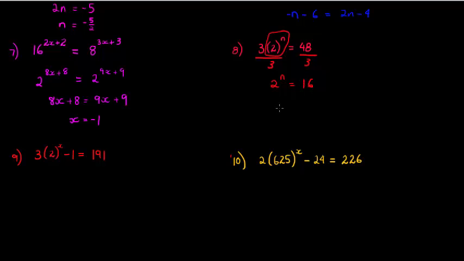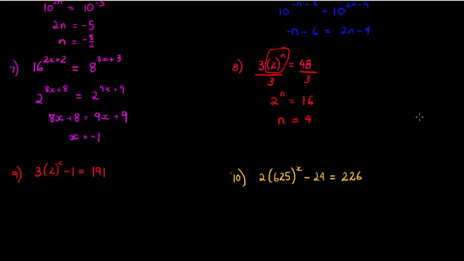And now you can actually just use inspection to solve this one. That means n must be 4, because 2 to the power of 4 is equal to 16. Okay, but again, the first thing that you'll have to do actually is to just get your power on its own.